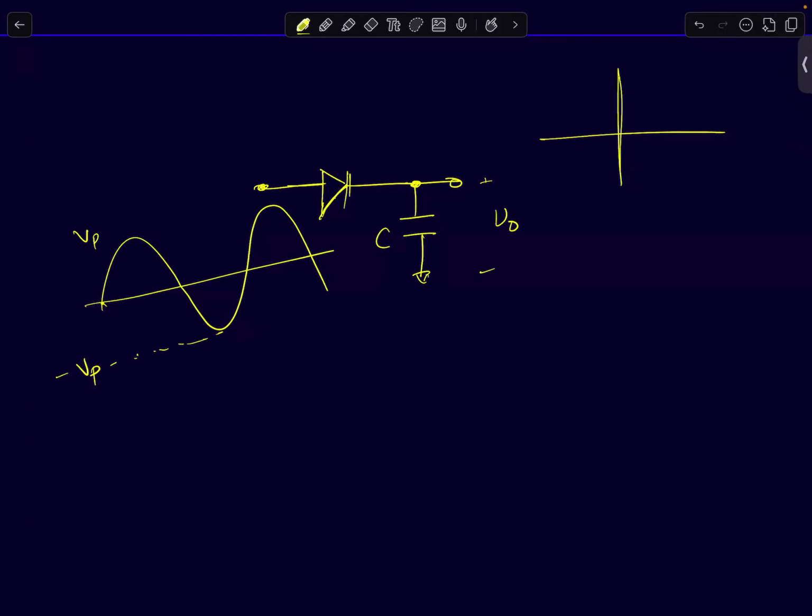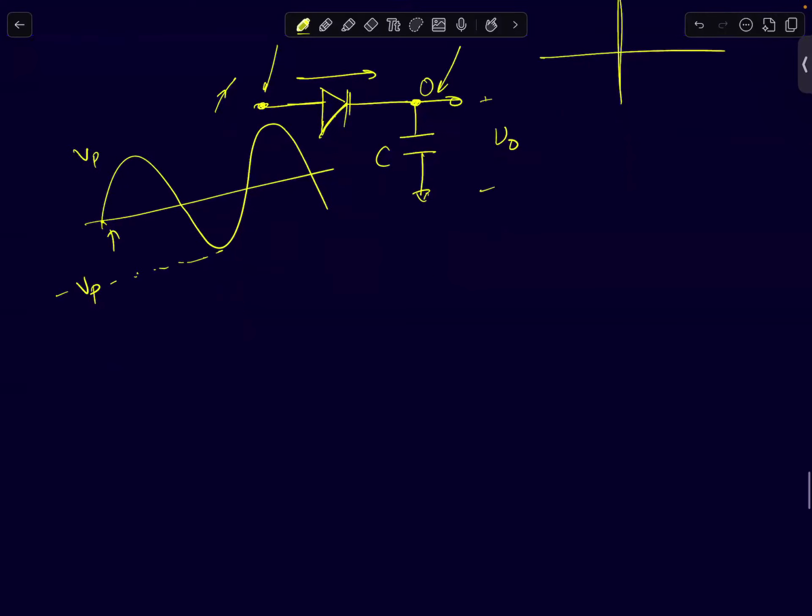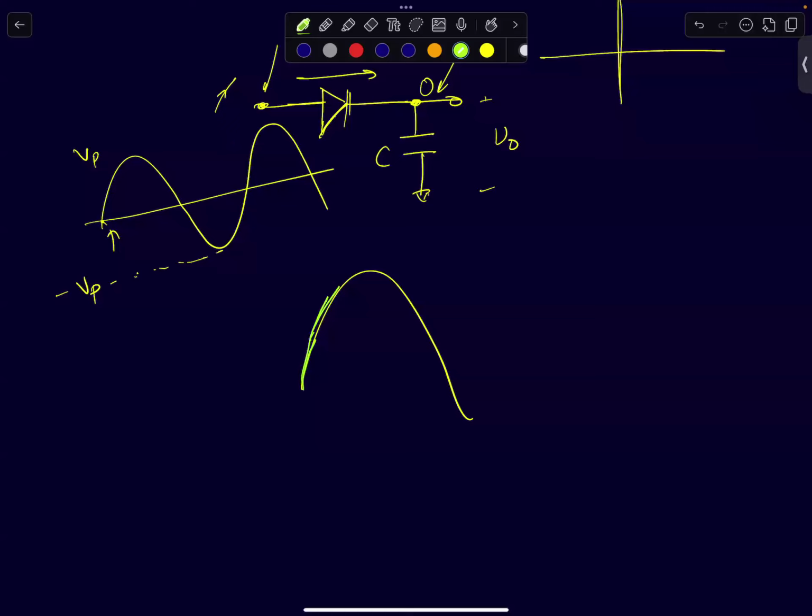So when you're applying a sinusoid, initially assume that the capacitor voltage is zero. As this node voltage increases slightly greater than zero, the diode will turn on. Once the diode turns on, these two nodes are shorted. Vi and V0 are shorted, so your V0 will follow Vi. I'm showing V0 in green. It will follow Vi exactly as it is. Now, when Vi reaches Vp, V0 will also reach Vp at this point. It's a capacitor, it can hold charge. So you have charged this capacitor to Vp volts at this point.